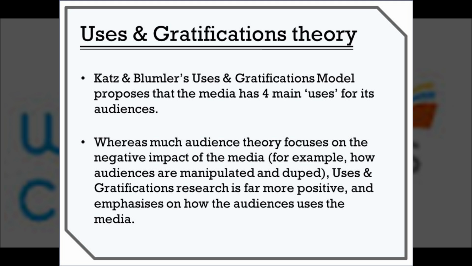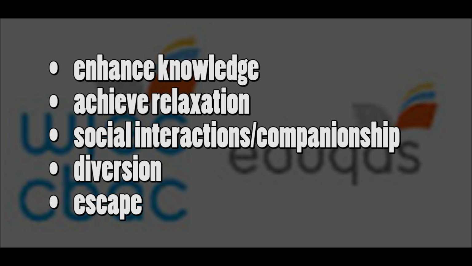UGT discusses how users deliberately choose media that will satisfy given needs and allows them to enhance knowledge or achieve relaxation, social interactions, companionship, diversion or escape. It could be argued that audiences listen to The Archers for any combination of these reasons. For instance, The Archers allows older people to enhance their knowledge who might find more mainstream news sources not to their liking, therefore also offering escapism.